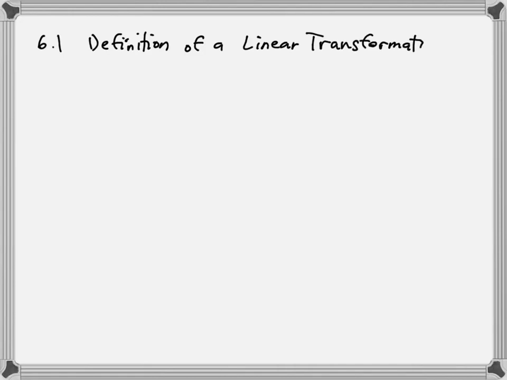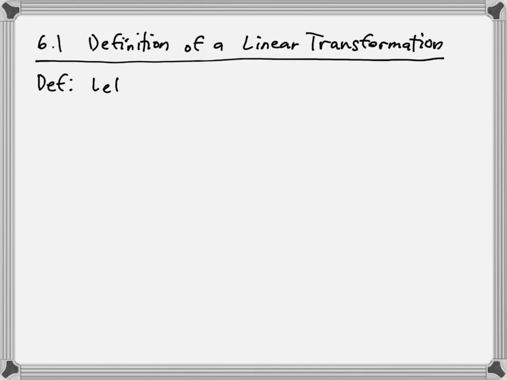So I'm going to be talking about 6.1 now. Definition of a linear transformation. So first, let's do a definition. Let's let V and W be vector spaces.